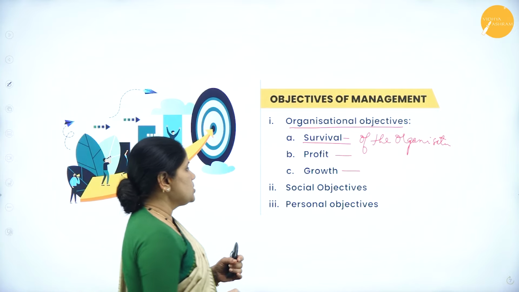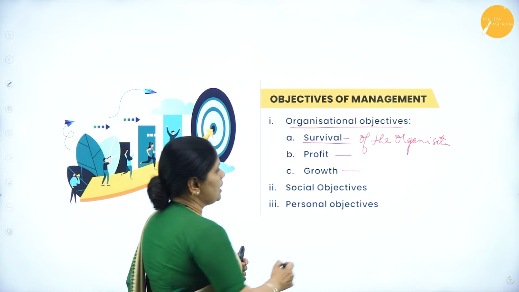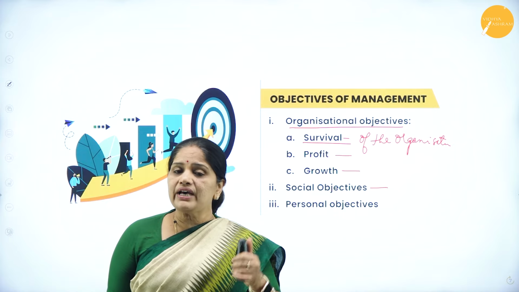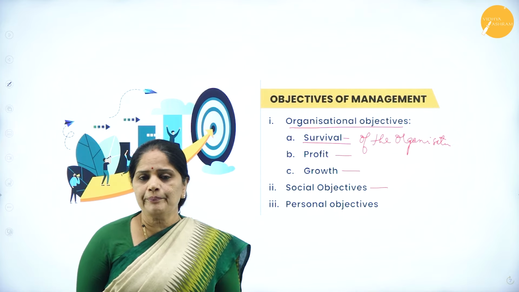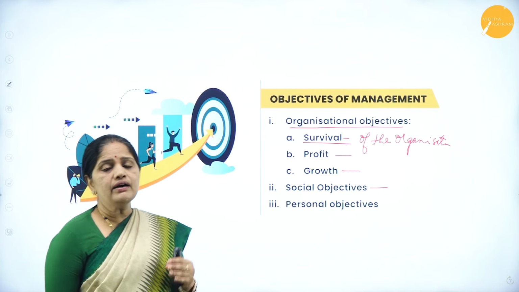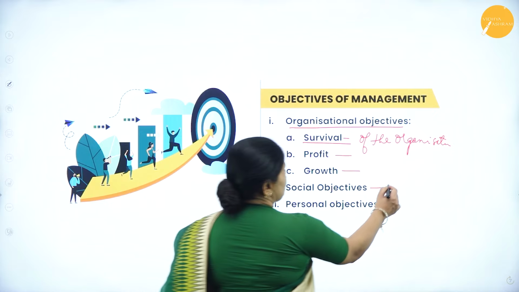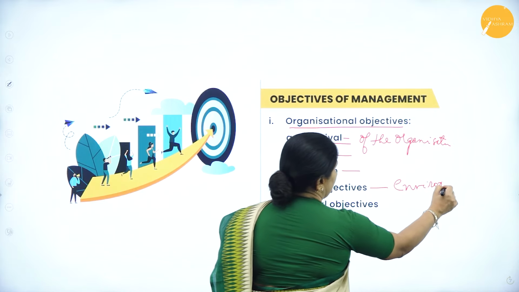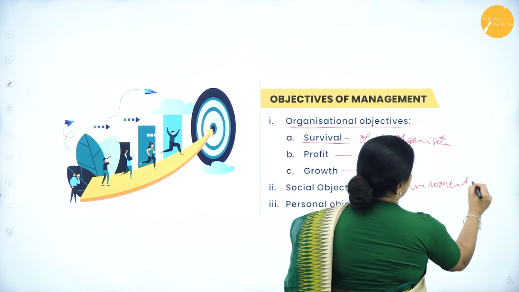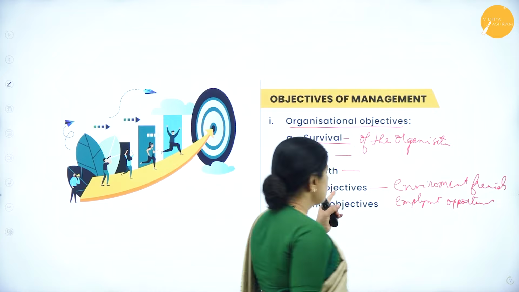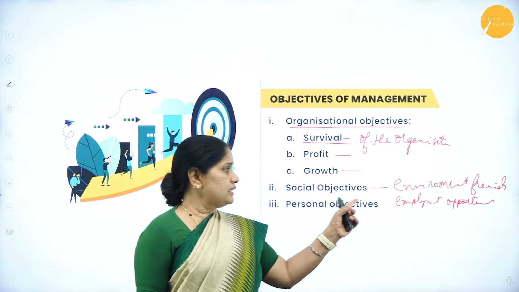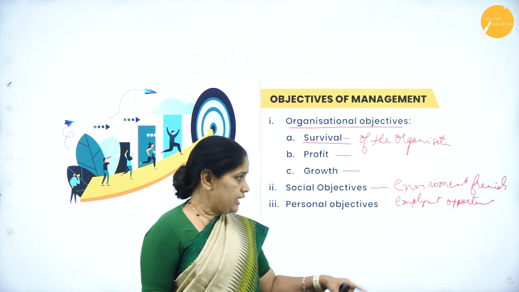Then next, coming to the social objectives. What are the social objectives of the organization? The first one is to have environment friendly measures. So to see that you have proper facilities for pollution control, so that whatever waste is coming out of the organization is being disposed of in an environment friendly manner. Then the second one is creating employment opportunities.